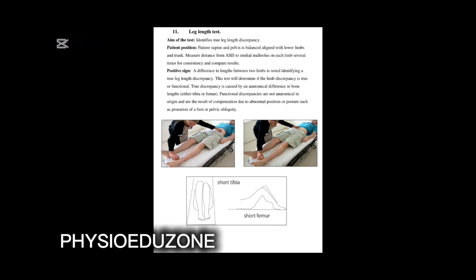True discrepancy is caused by anatomical difference in bone lengths, either. Functional discrepancies are not anatomical in origin and are the result of compensation due to abnormal position or posture such as pronation of a foot or pelvic obliquity.